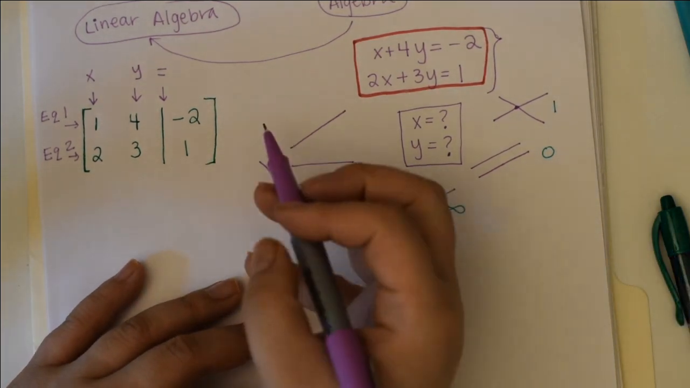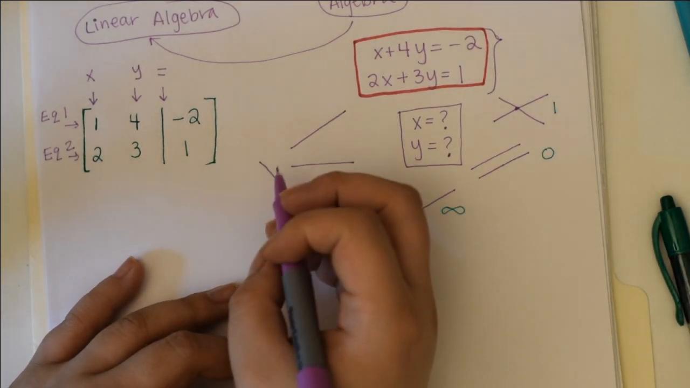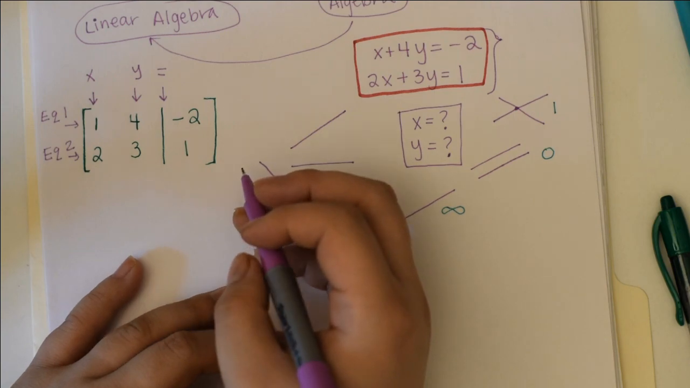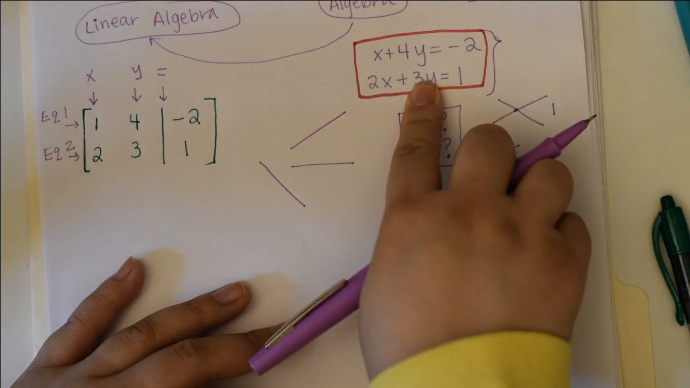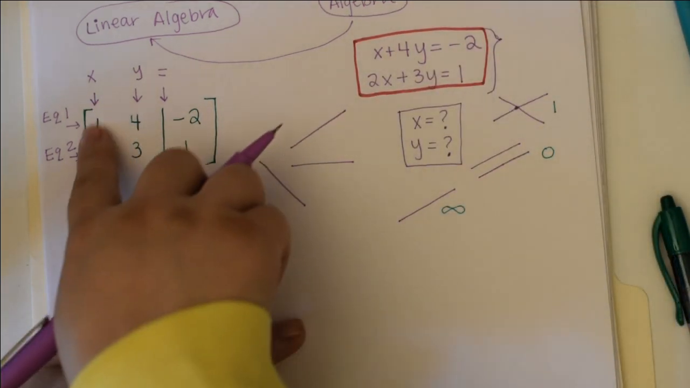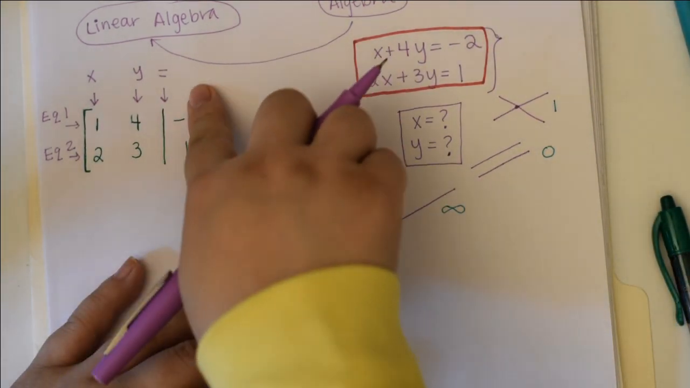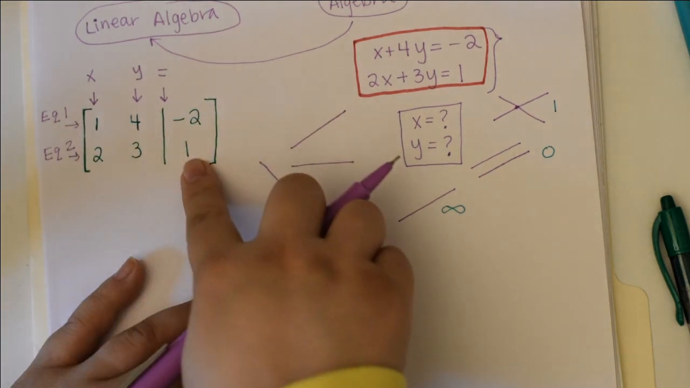Now the important thing is to always have everything nicely lined up. In this case we have 2 variables and 2 equations, so it becomes a 2 by 2 augmented with another column, so it's 2 by 3.